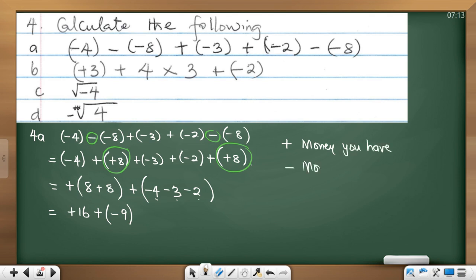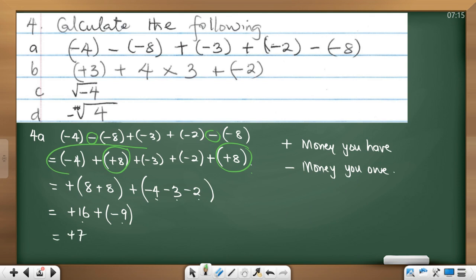And minus is the money you owe. So you can always do the math in your head quickly. Now, if I have 16 Rand and I'm owing 9 Rand, what happens? I'm going to pay my 9 Rand and still have some extra money. Question is, how much do you have? You have a 7. So it is your money, which is plus.